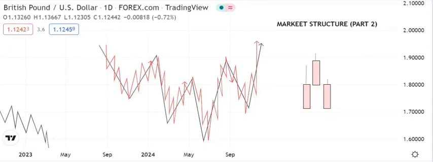Now in today's video, we are going to continue our discussion about market structure. We have titled this one Market Structure Part 2.